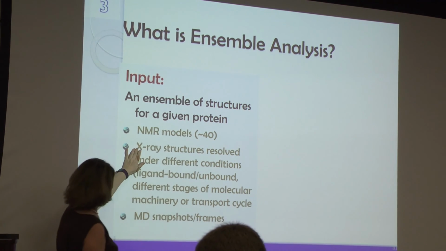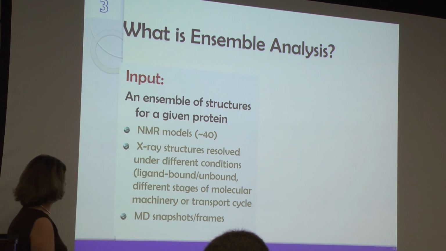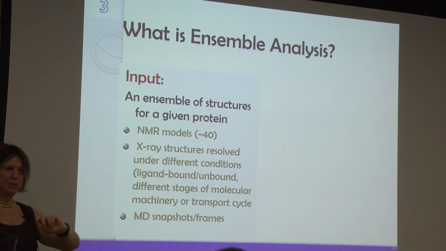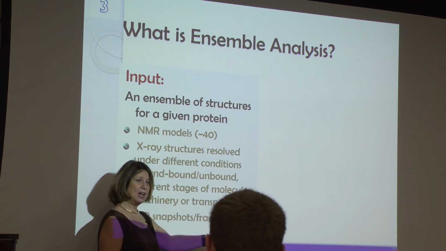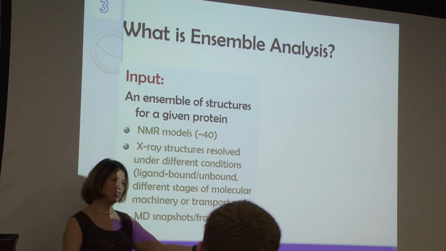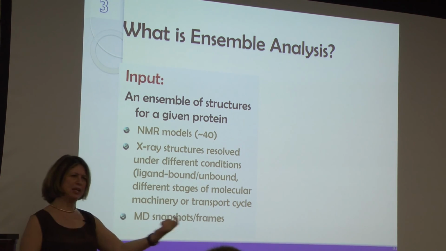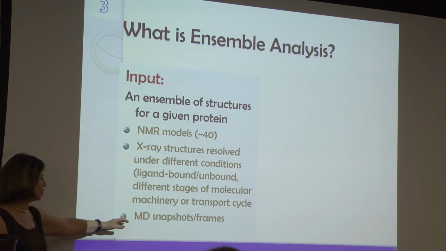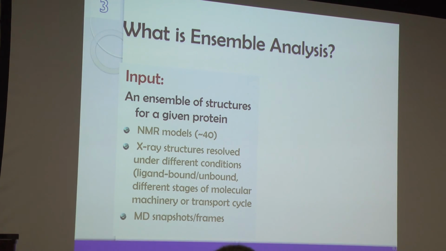They are all accessible conformations, but they also give us information on the conformational variability. Or you can have the X-ray structures, like the P38 that I mentioned, in different ligands, etc. Or you can do the same thing with MD simulations. You can have MD snapshots, different frames, and now you have an ensemble of conformations. And you can do what's called an essential dynamics analysis to obtain the principal modes of structural change from the MD trajectories. So you can use anything as an input.